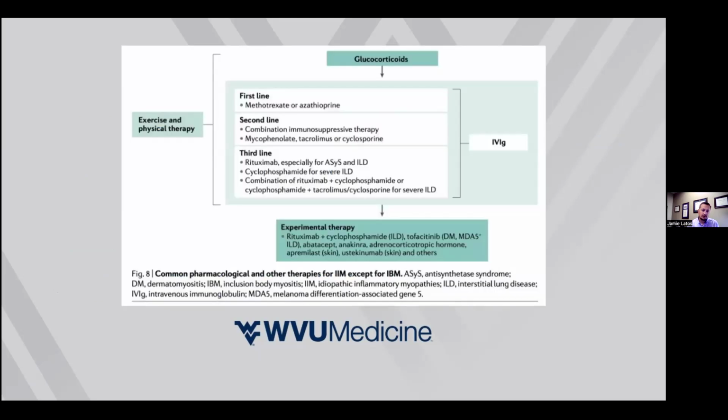This is just a pictorial representation of those couple of slides, working through the algorithm, which is steroids, steroids, steroids up front for everyone, essentially. PO versus IV, depending on the clinical significance, followed by one of our first line DMARD agents. If we're not seeing progress, we consider adding things to it, like IVIG or another DMARD, and then progress down to the biologics as third line therapy.